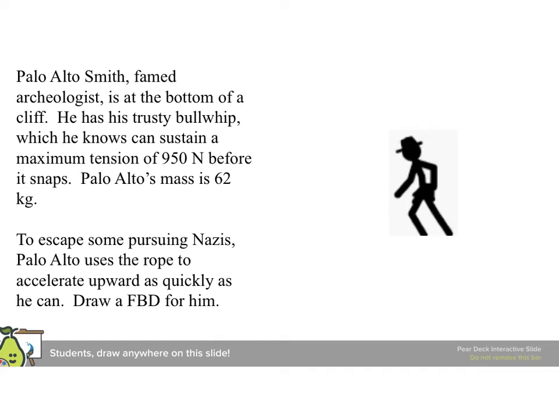Palo Alto Smith, famed archaeologist, is at the bottom of a cliff. He has his trusty bullwhip, which he knows can sustain a maximum tension of 950 newtons before it snaps. Palo Alto's mass is 62 kilograms, and we'll assume the whip is massless. To escape some pursuing Nazis, of course, Palo Alto uses the rope to accelerate upward as quickly as he can. Draw a free body diagram for him. Take a few seconds to sketch that out.